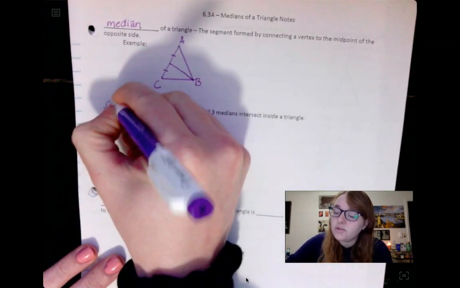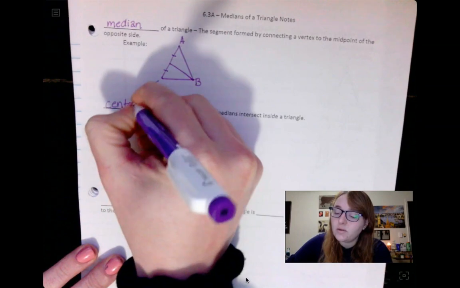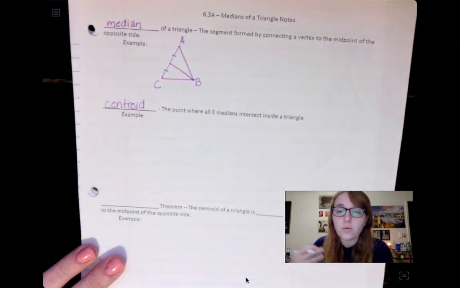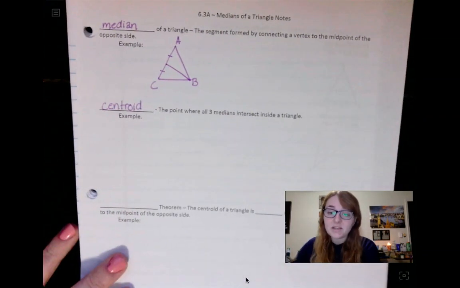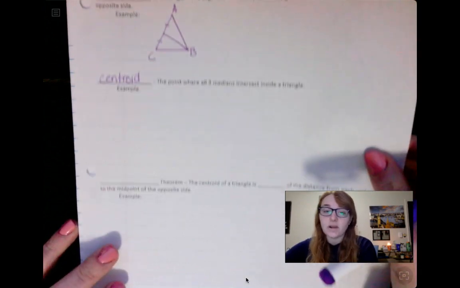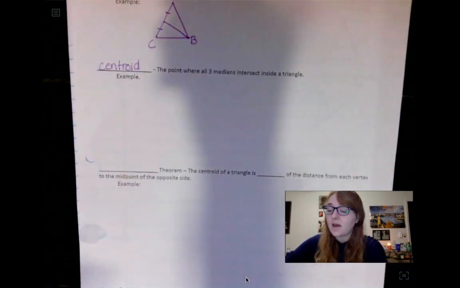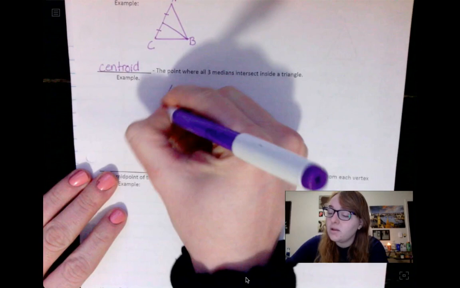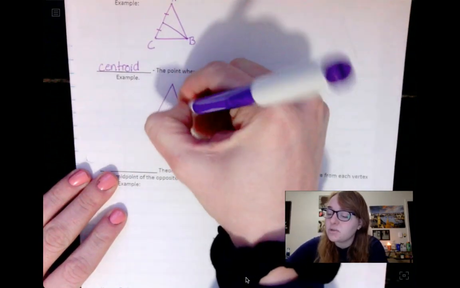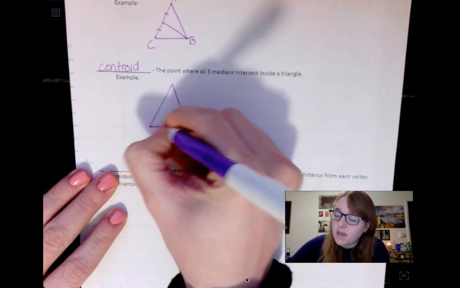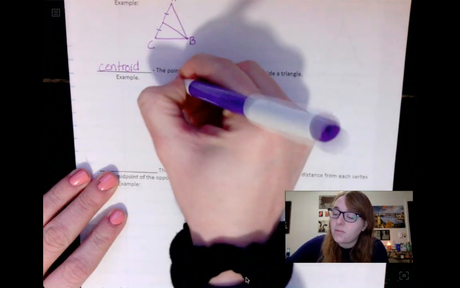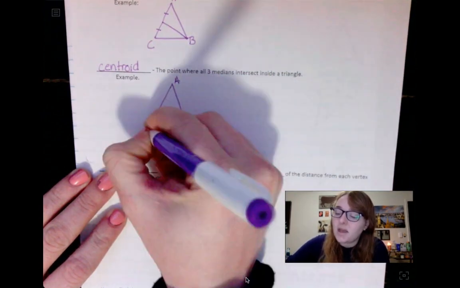The centroid is a point where all three medians intersect inside of a triangle. Okay, so let's go ahead and draw that picture as well. So I'm going to draw the exact same triangle here with the same names. We have A, B, and C.